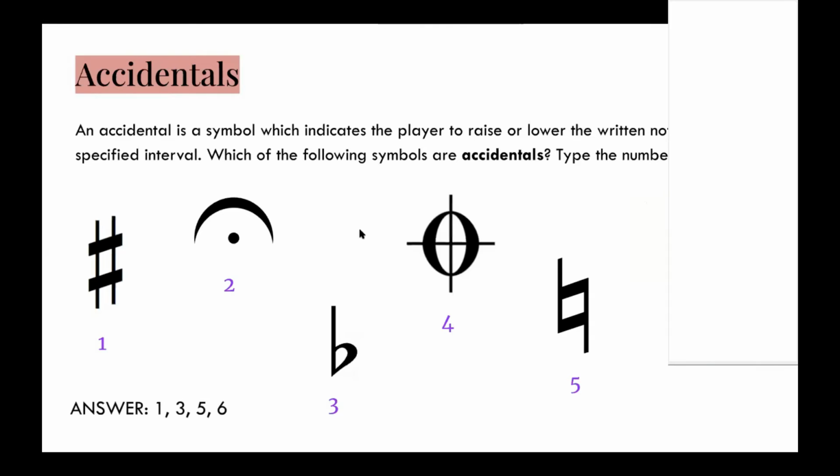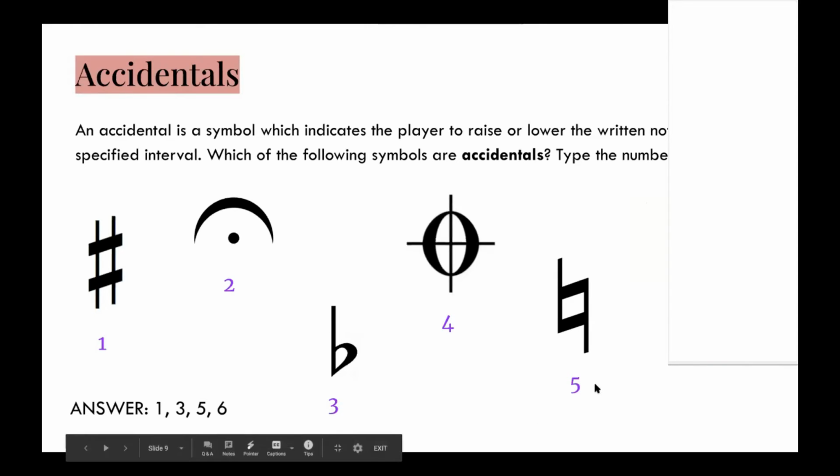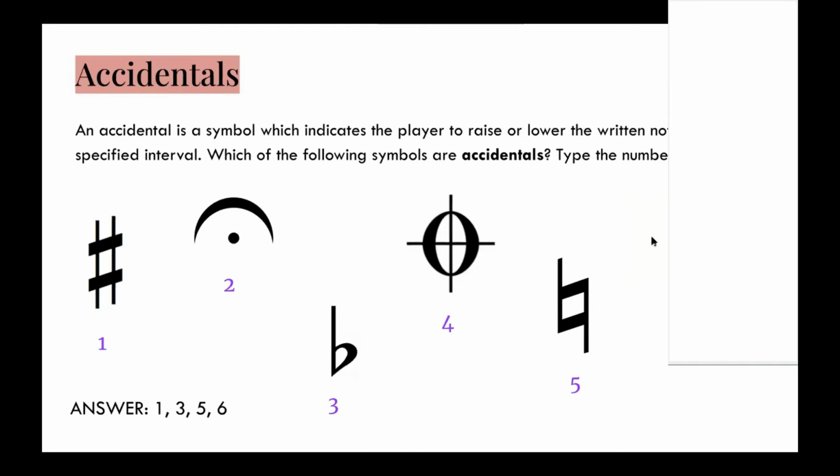Okay, so the answers are actually 1, 3, 5, and 6. So I know that most of you got 1, 3, and 5 because it's a sharp, a flat, and a natural. Number 6, I don't think that you see it usually in your music until it's a higher level or more difficult. So that is actually called a double sharp, which we'll be going on in the next slide.